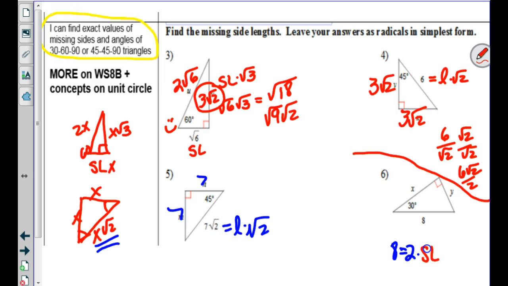Short leg. Short leg equals 4, which would go here. And then the long leg would be 4 square roots of 3. Yes, no? You did have a whole extra worksheet on this, right? Do you remember I gave you a warm-up one day on this? Okay, good. I was like, you should need some more practice. Okay, what else?